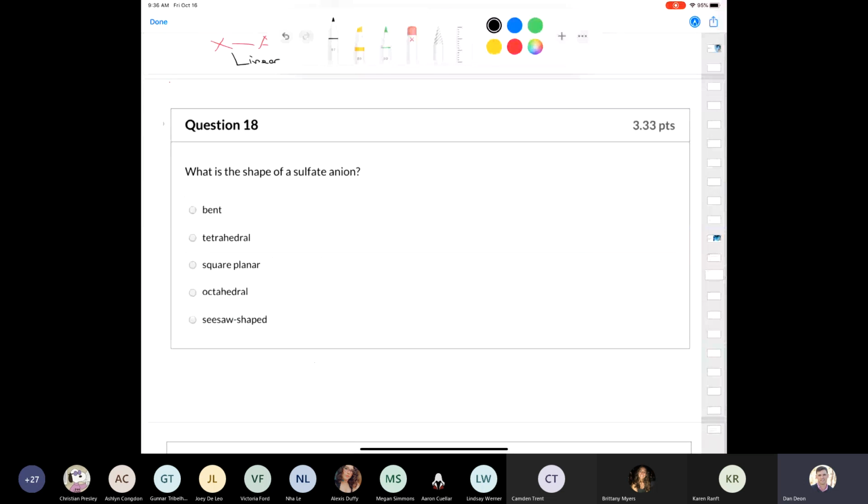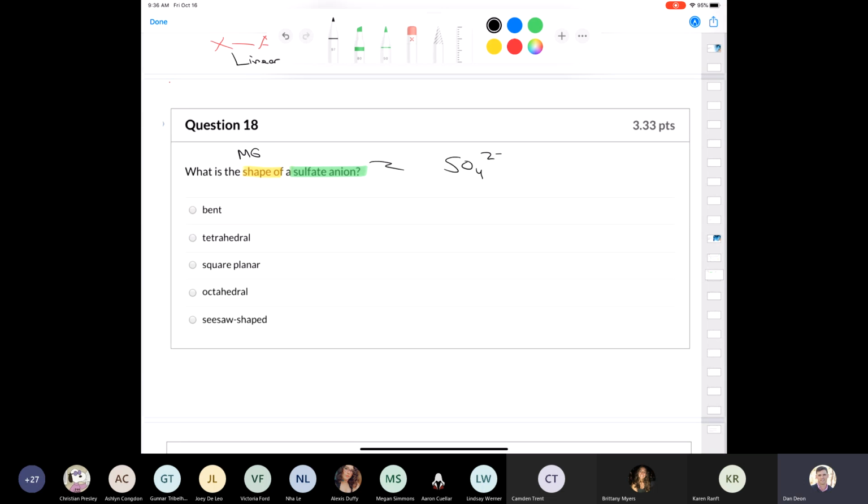It says, what's the shape of a sulfate anion? Wow, this is one of those questions that reminds me of an ACS final type question, because there's kind of two questions in one here, isn't there? It's asking you for molecular geometry. That's what it means by the shape. But it also tells us a sulfate anion. And so you have to know what a sulfate anion is, right? You have to know that it's SO4 2-. That's what a sulfate is.